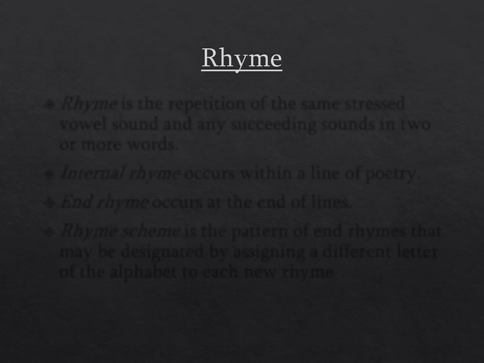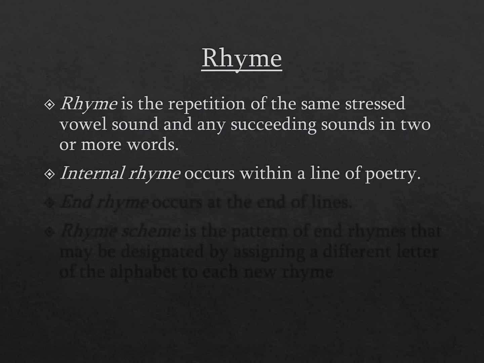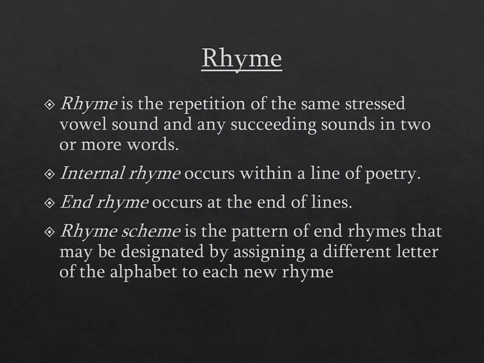We also have one important element of poetry, which is rhyme. Rhyme is the repetition of the same stressed vowel sound and any succeeding sounds in two or more words within the line or stanza. Internal rhyme occurs within a line of poetry, while end rhyme occurs at the end of lines. Rhyme scheme is the pattern of end rhymes that may be designated by assigning a different letter of the alphabet to each new rhyme.